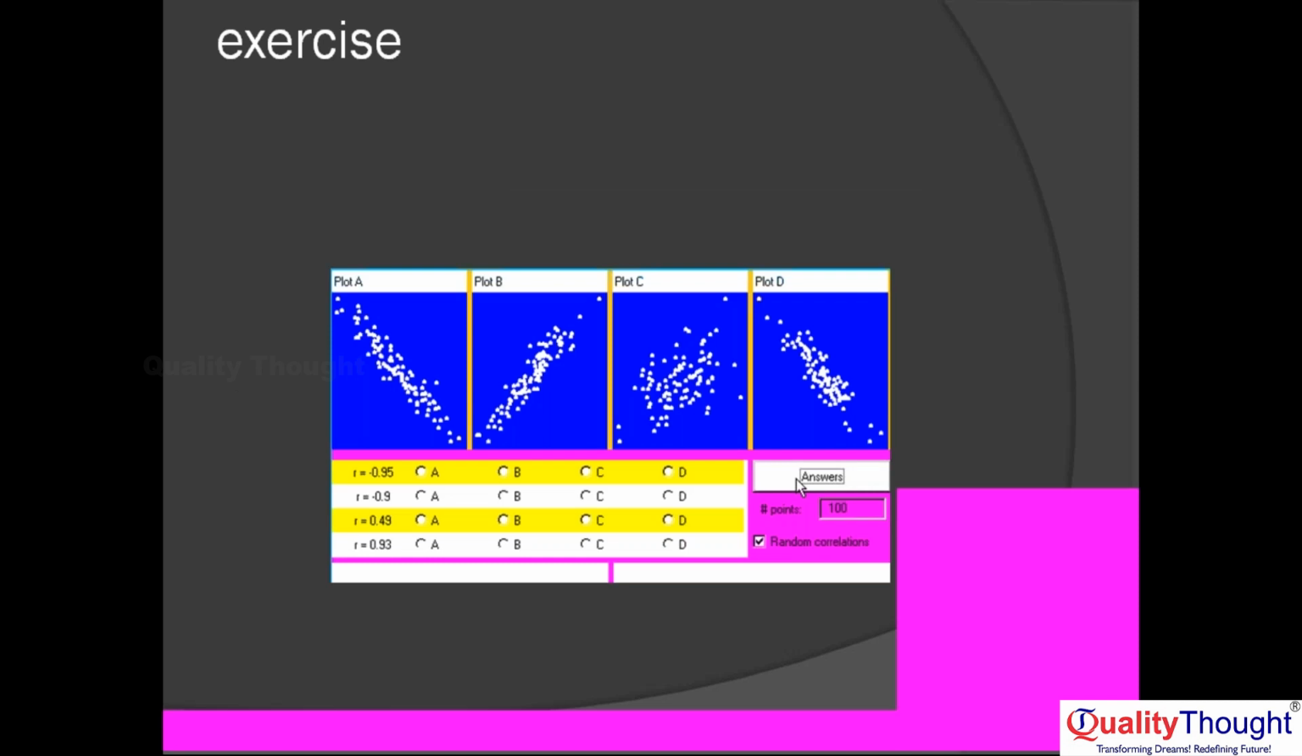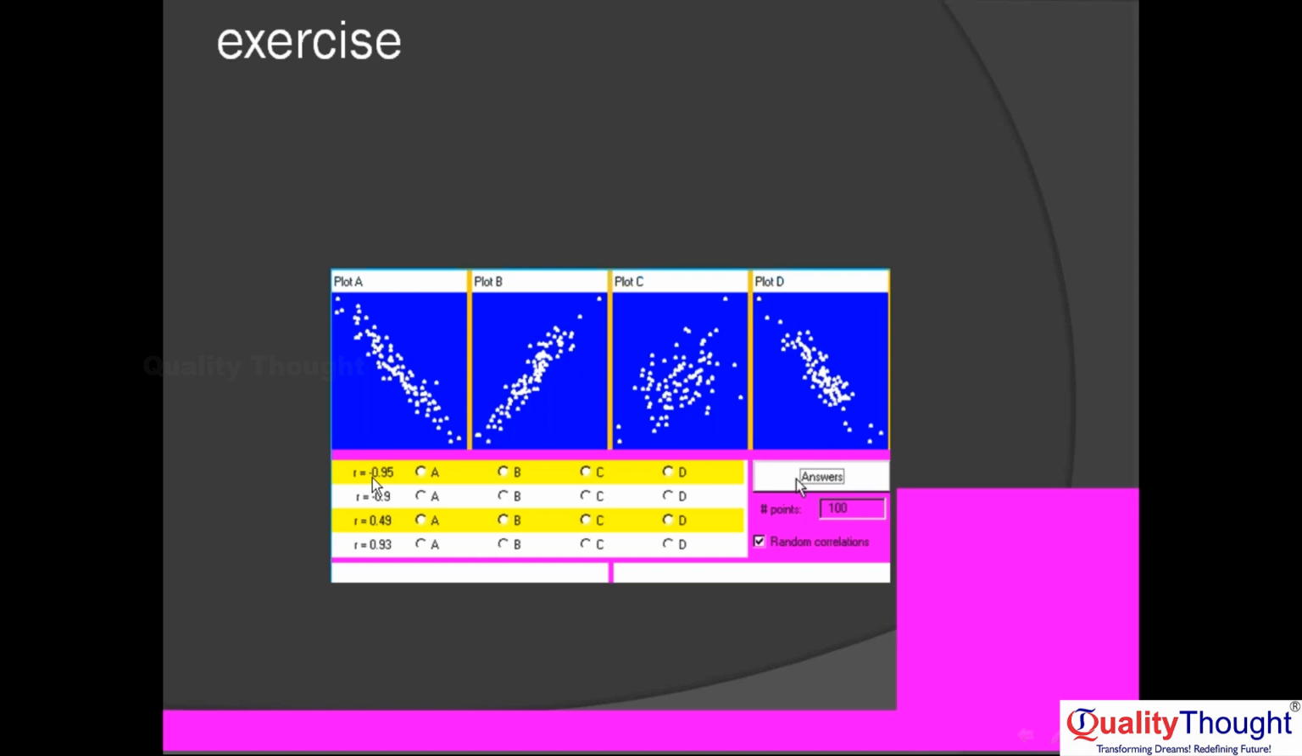Now I'm going to give you an exercise. Take a look at this part. So you can see plot A, plot B, plot C, plot D. Can you please recognize there are some values? R is equal to minus 0.95, R is equal to minus 0.9, R is equal to 0.49, R is equal to 0.93. Can you identify the A, B, C, D values for each and every correlation coefficient value?